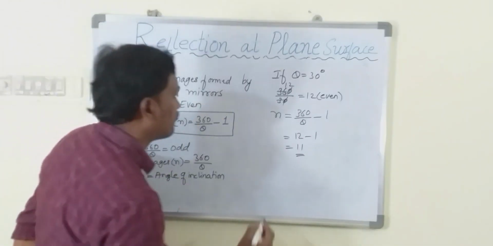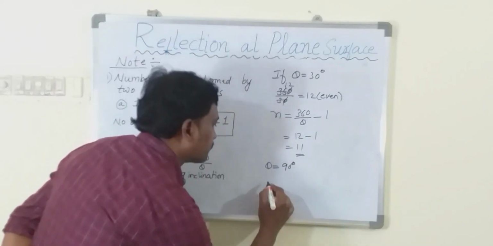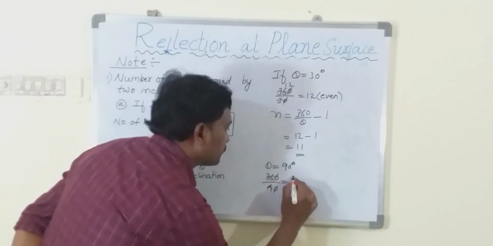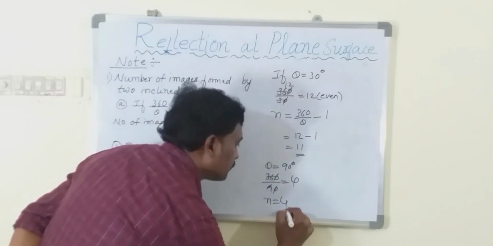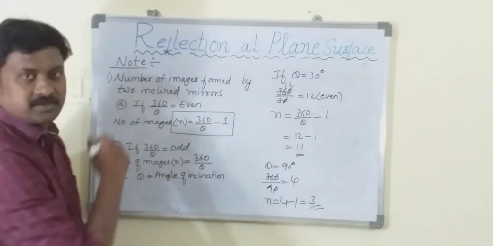Right? We'll take one more. If theta is 90 degrees, then what is 360 by 90? It's 4, which is even. So what is the number of images? 4 minus 1, that is 3. I hope you understood this.